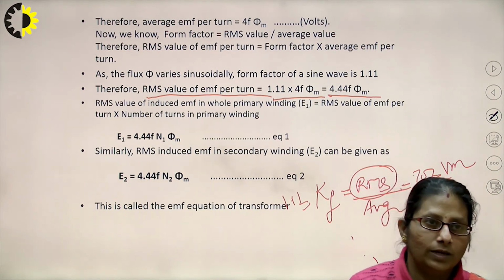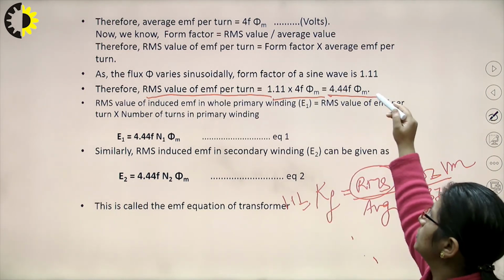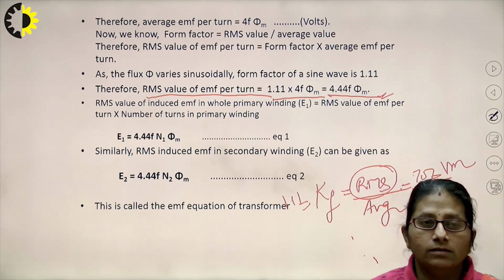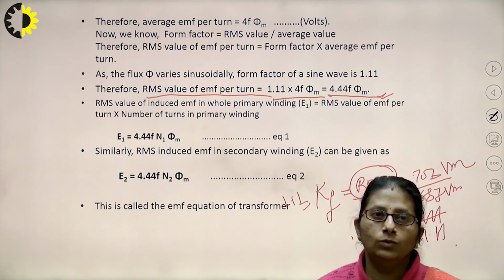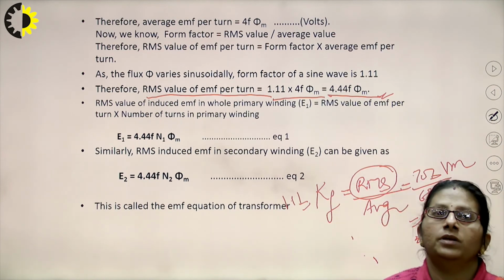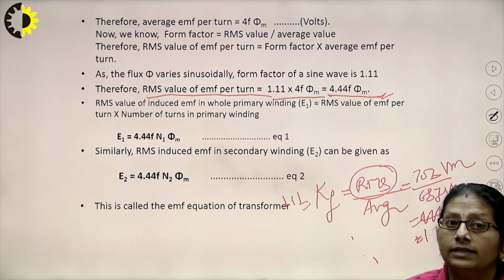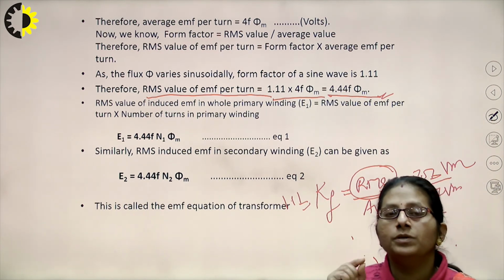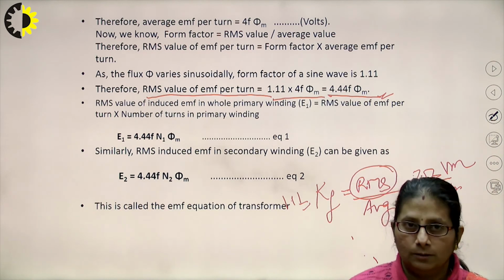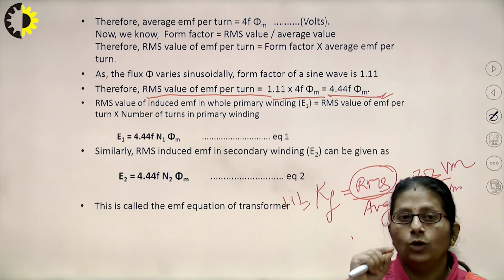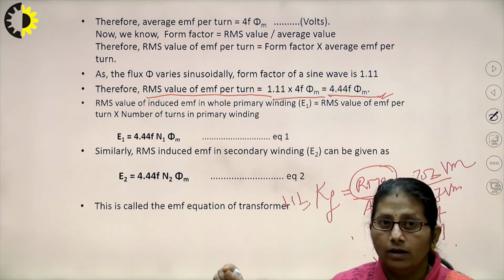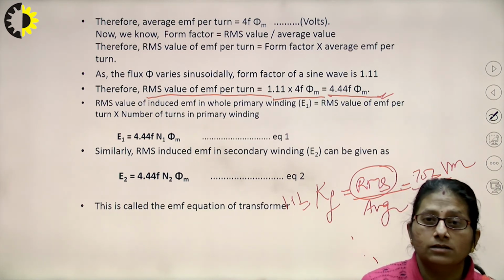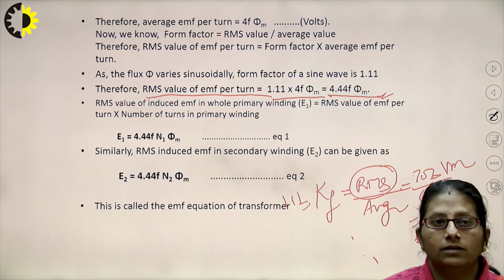So, the RMS value, this is the generalized equation, right. Now, this is per turn, that means for a single turn, right. So, the RMS value of the induced EMF in the whole primary winding, what we termed as E1, right. What is E1? That is the RMS value of the EMF induced in the primary winding. And how many turns does it have? The primary winding used to have how many turns? N1. We just described it in the earlier slide.